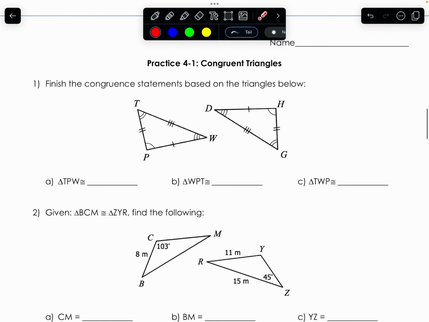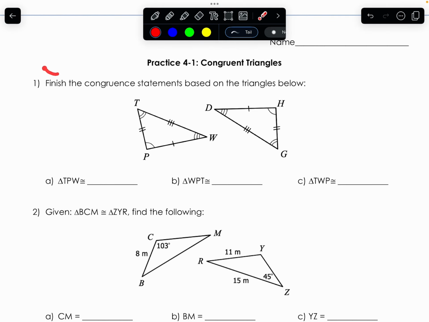It's only 7 questions. I'll explain a little bit the first one. This first question, you're just writing congruency statements. So whatever order was the first triangle, make sure the other triangle is corresponding to it. So like I'll do this first one with you. Triangle TPW is congruent to triangle. So T has 2 arcs, G has 2 arcs, P has 1 arc, H has 1 arc, and then D. And then you just do that with these 2.